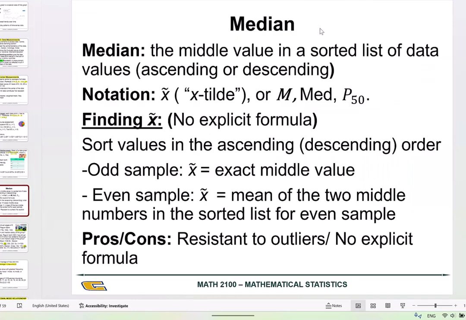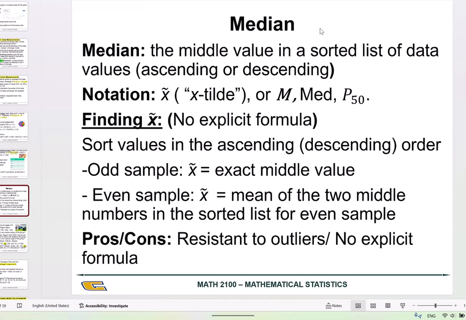Another important central measurement is the median. The median helps to show the middle value in a sorted list of data values. You can sort the data in either ascending or descending order, and the median is just the middle value. It is sometimes known as x-tilde, or as Med, or P50, which is the 50th percentile value. We will see this concept very soon.